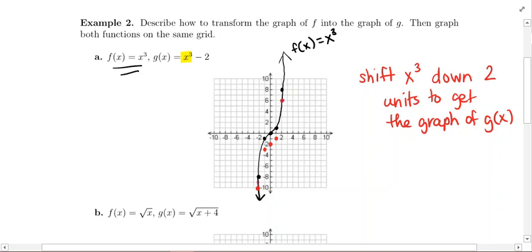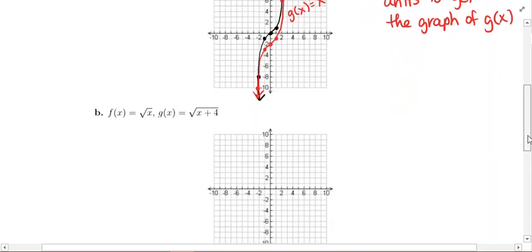We connect the dots with the same basic shape as the original graph. That's key. Here is your transformed graph. This is g of x, which is equal to x cubed minus 2. Done. Moving on to the next one.